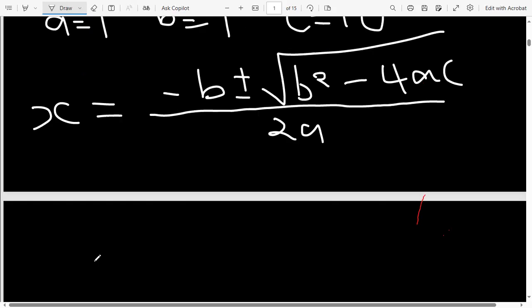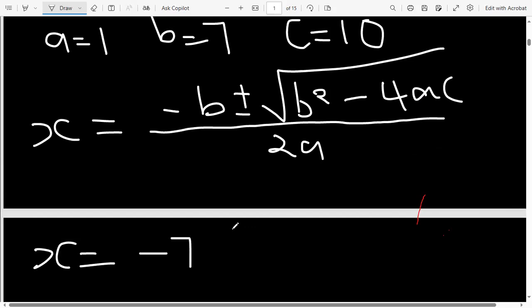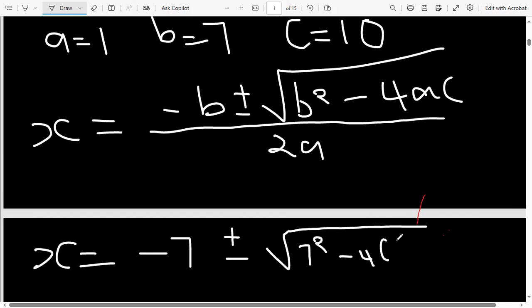Okay, so I can say my x is equals to minus, and then I put b, which is what? 7, and then plus or minus the square root of b squared. So here we're going to say b squared is just 7 squared minus 4. My a is 1, and then my c is what? 10.